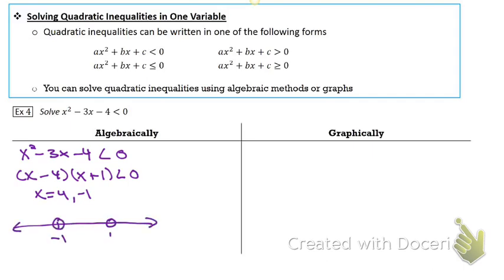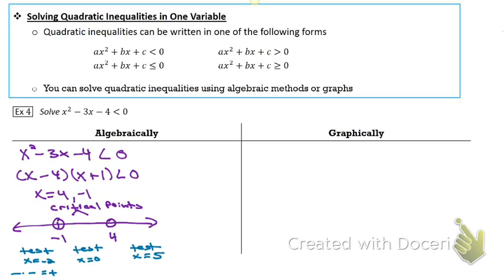So I'm going to draw a number line, and I'm going to put open circles. And they're also called critical points. I'm going to draw open circles because this problem is just a less than. Now I'm going to pick a point to the left of negative 1, and I'm going to test it. So I'm going to pick a point in between negative 1 and 4. Then I'm going to pick a point on the right side of 4.